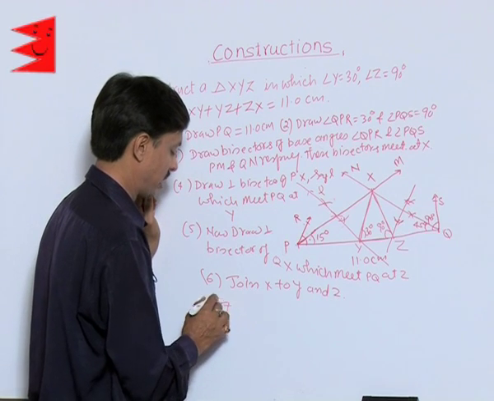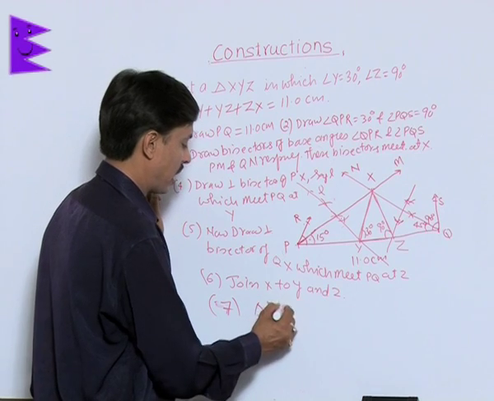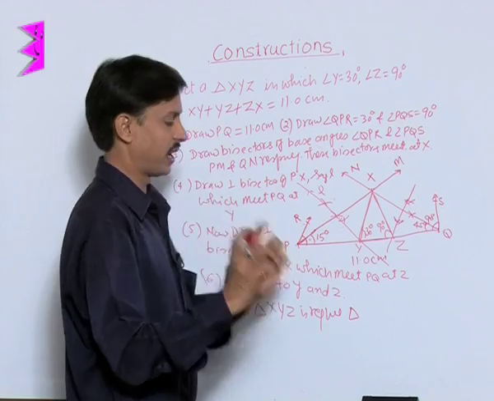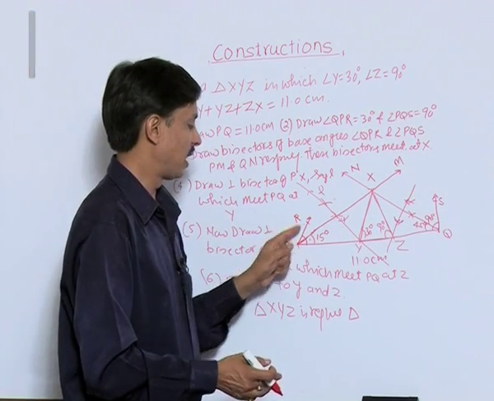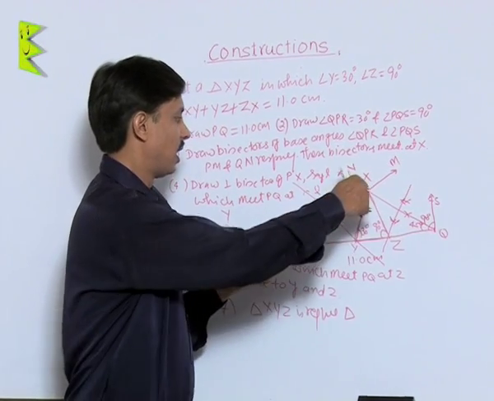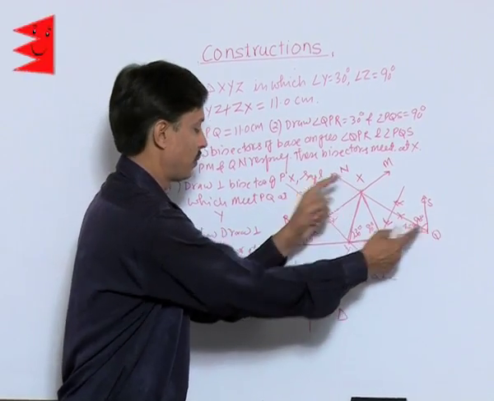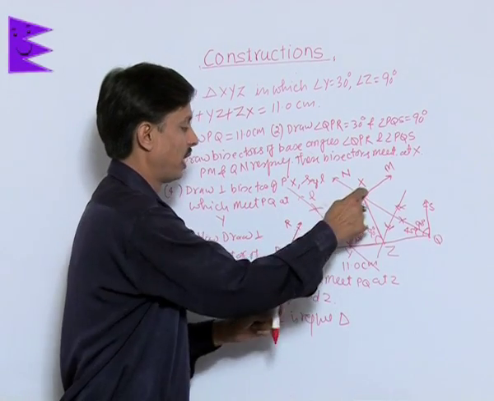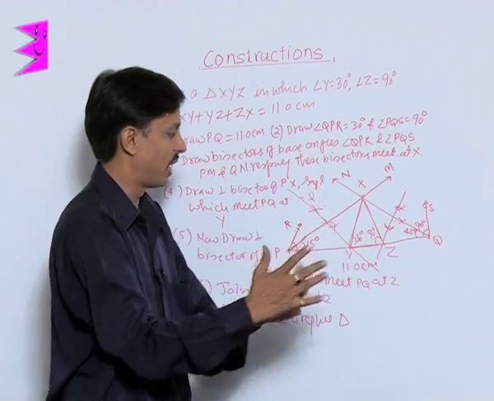And the last step: triangle XYZ is the required triangle. What I did, I am repeating. PQ is 11 centimeter, then angles of 30 degree and 90 degree, the bisectors of these angles meeting at X, the perpendicular bisector of PX and the perpendicular bisector of QX. These are meeting at Y and Z. Join X to Y and X to Z. XYZ is the required triangle.